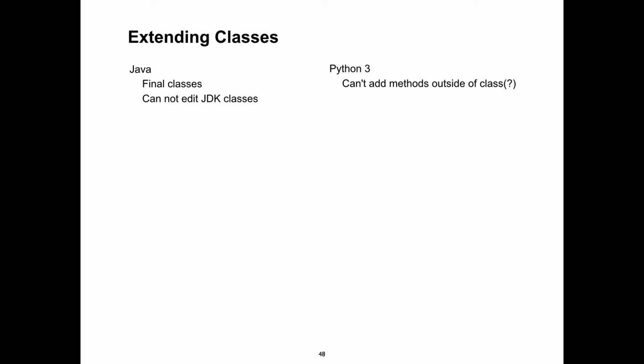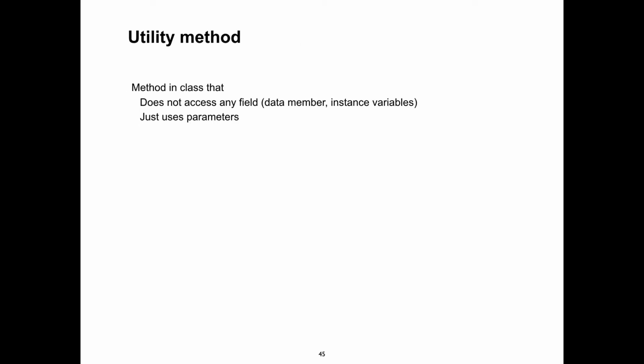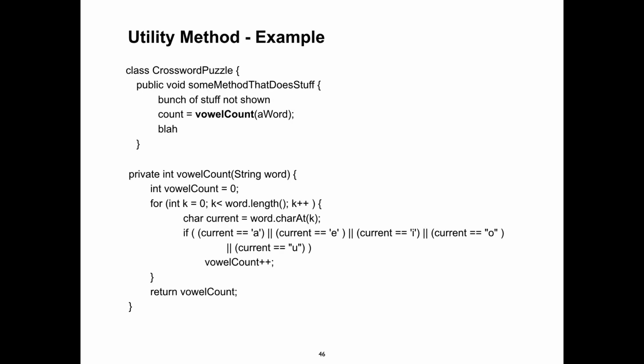But in Java, we can't do that, right? You can't do that, and you can't do it in Python either. So what do we do? Well, in Java, we do this, right? Because you can't do the other thing.